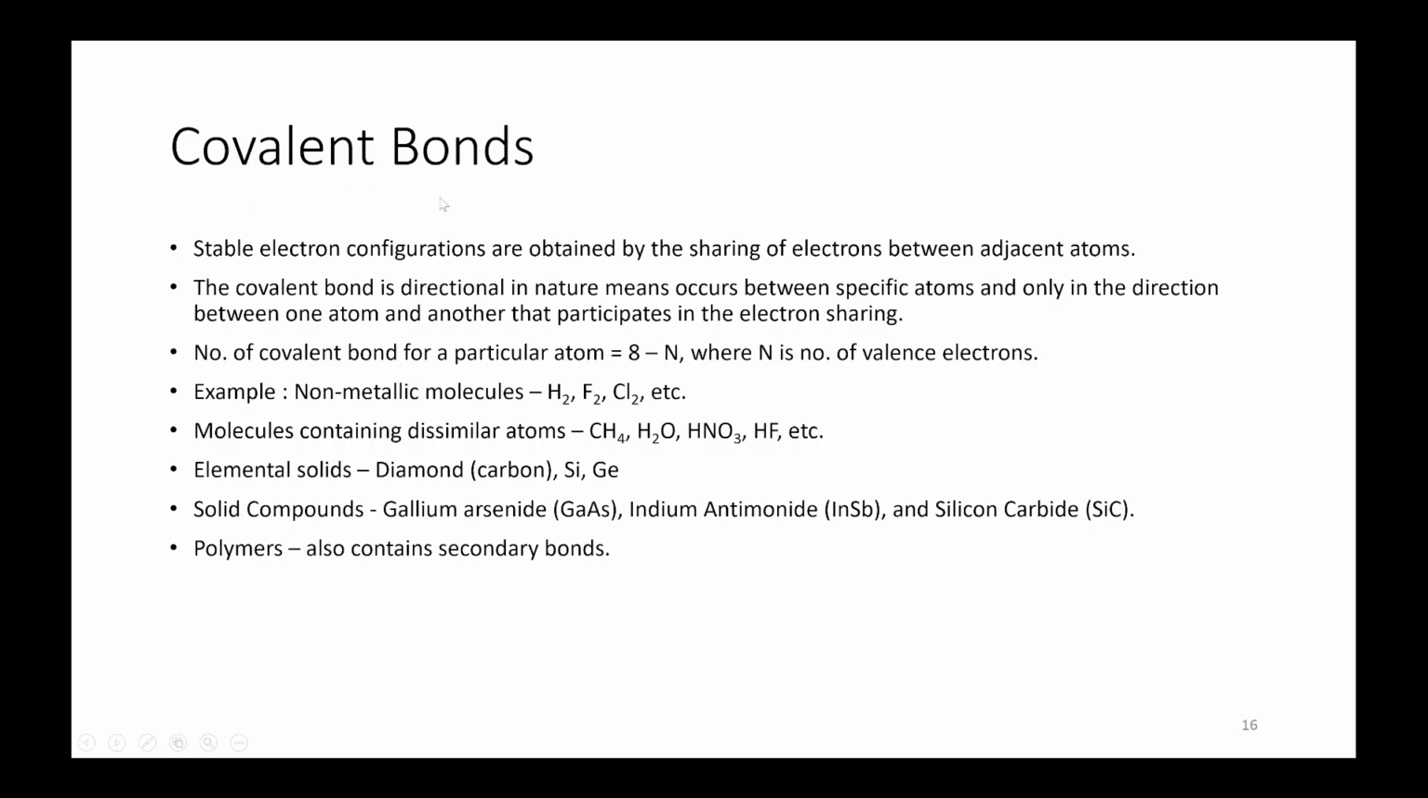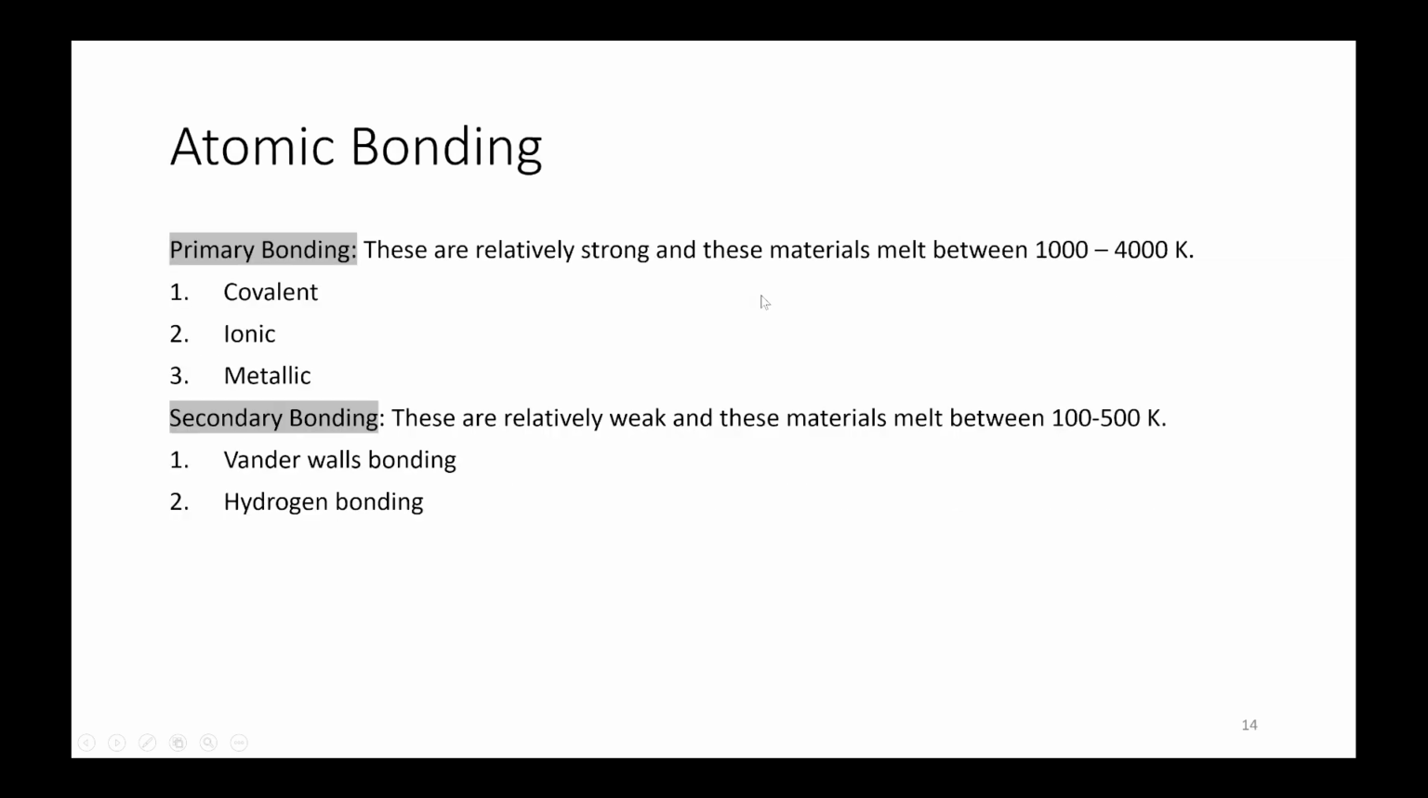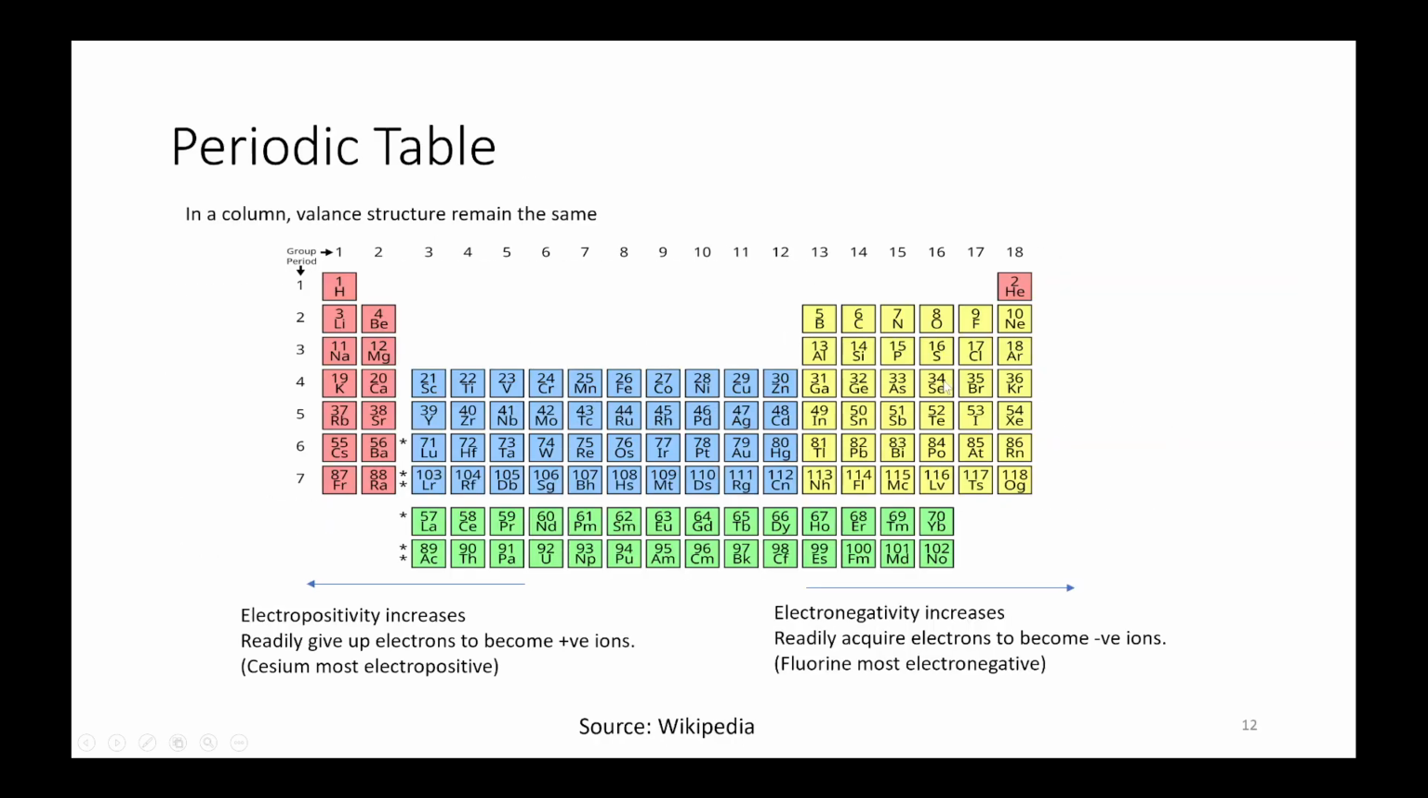Now moving on to covalent bonding. Here stable electron configurations are obtained by the sharing of electrons. So two different elements will be sharing electrons between adjacent atoms. These atoms will be situated very near in the periodic table, so the electronegativity difference will be lower compared to ionic bonding. In ionic bonding, the elements on the extremities of the horizontal line form compounds.